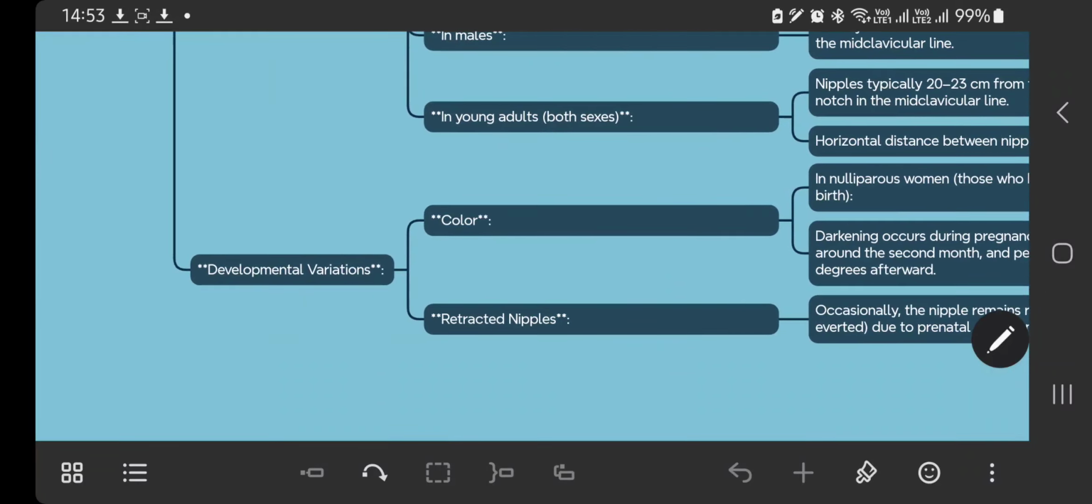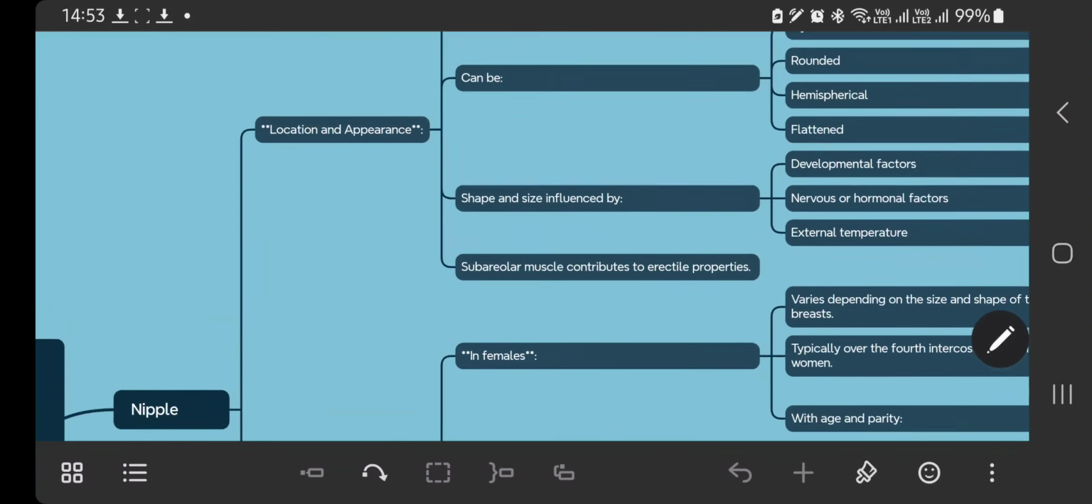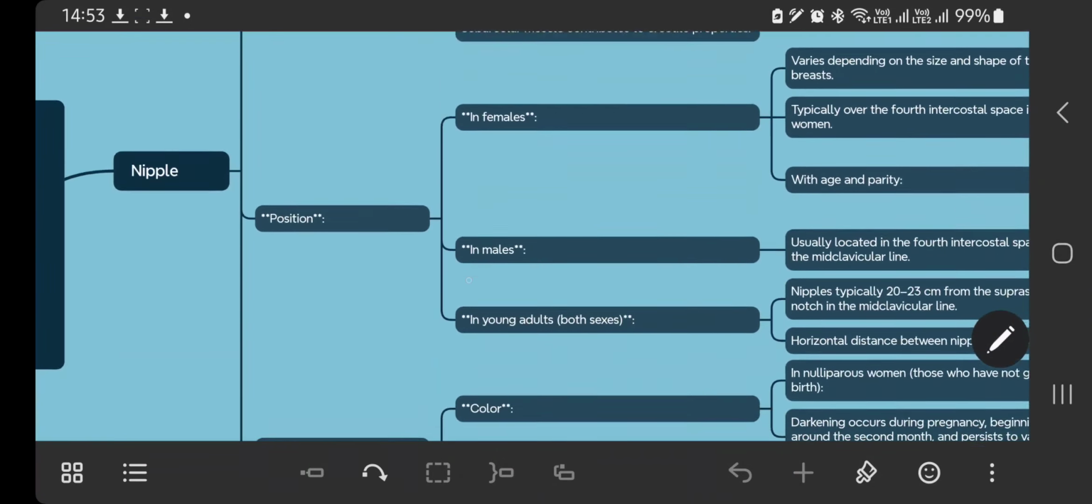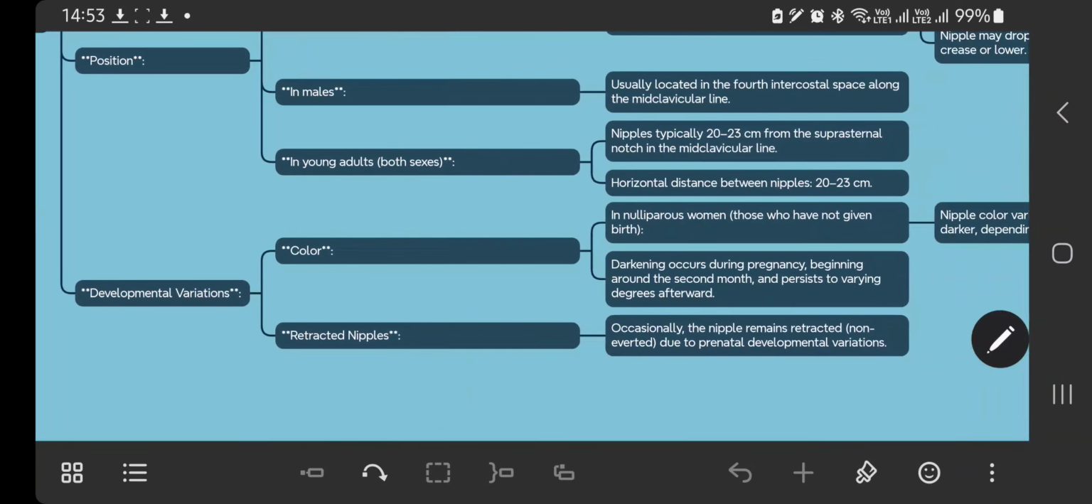Now, what are the developmental variations of the nipple? We have discussed location and appearance, the position in males and females, and the developmental variations of the nipple. What's the color?